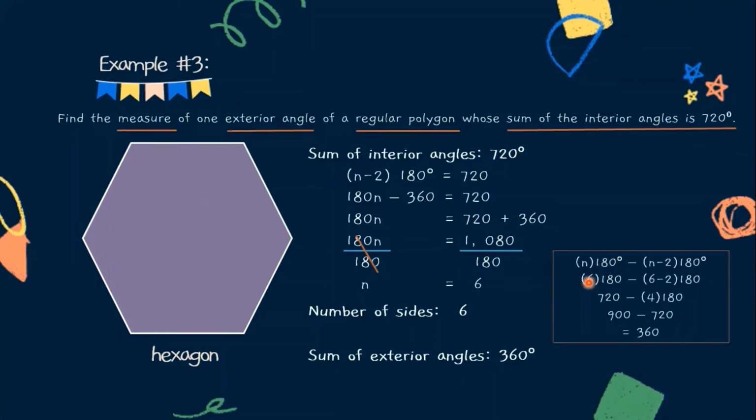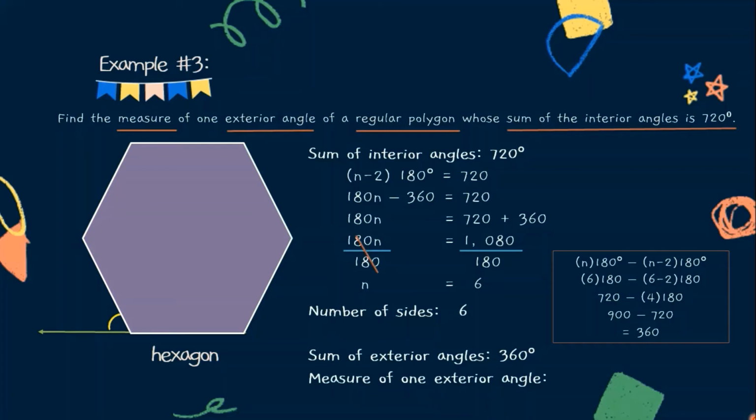If we replace n with 6, which is the number of sides of a hexagon, and then perform the operation, 360 talaga yung ating sum of exterior angles. Ang hinahanap natin dito for this word problem ay measure of one exterior angle and not the sum of it all. So for this hexagon, isa lamang yung hinahanap natin.